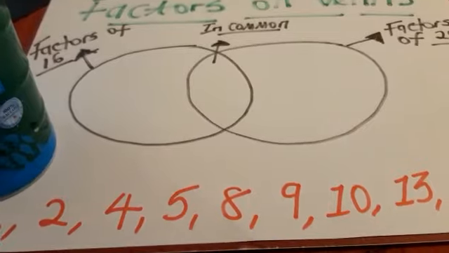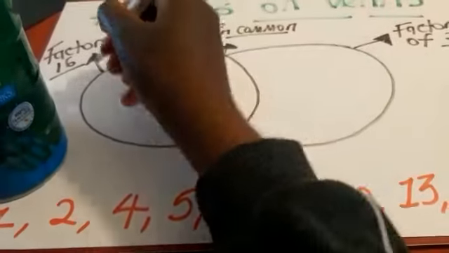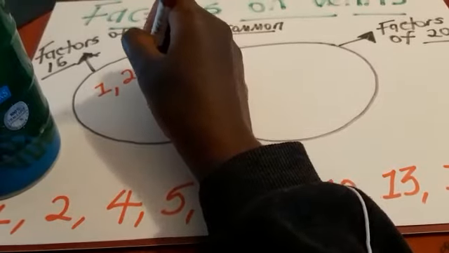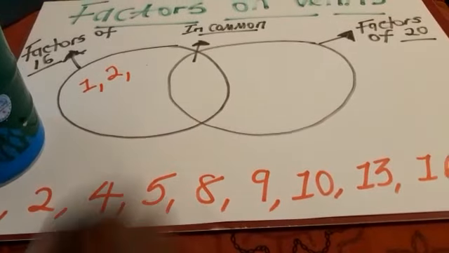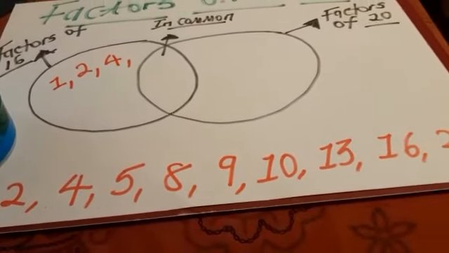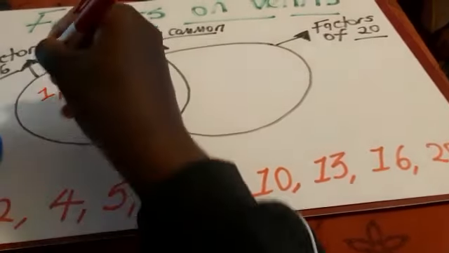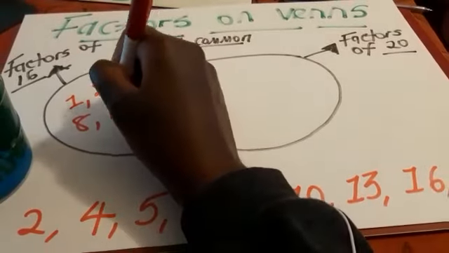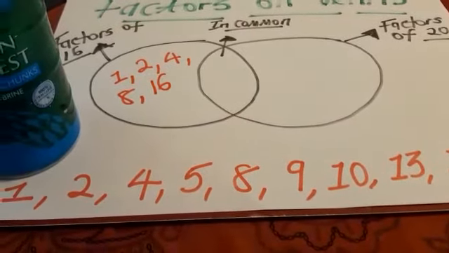Let's start with 16, factors of 16. So we know that 1 goes into 16, 2 goes into 16. Any other number goes into 16? Ah, I can hear you bellowing. Yes, any other number goes into 16? 8. And any other number? And 16 in itself. Okay, well done.